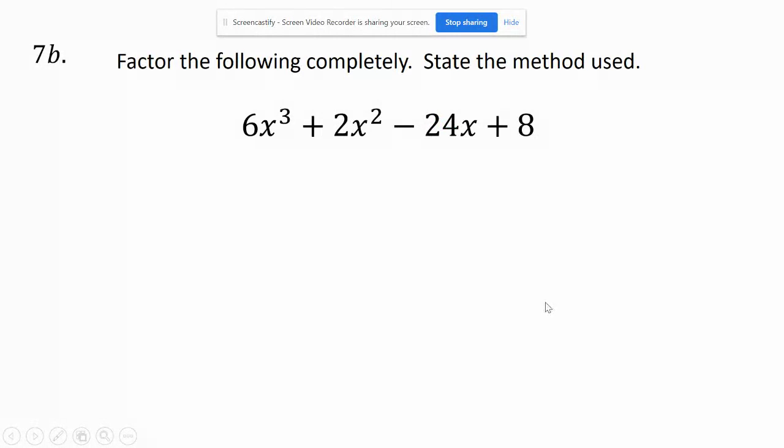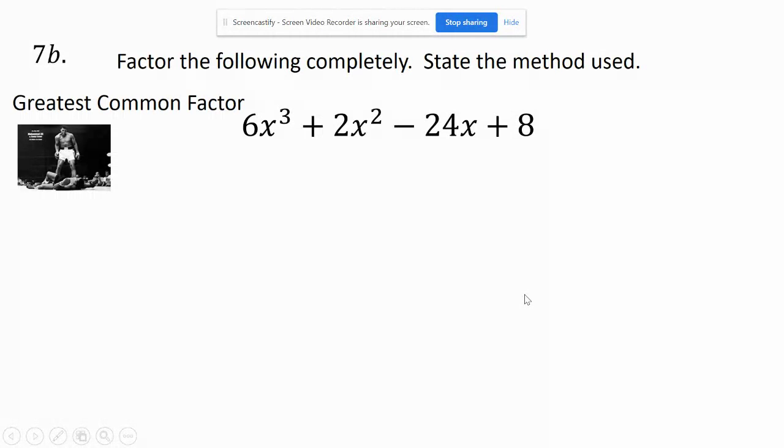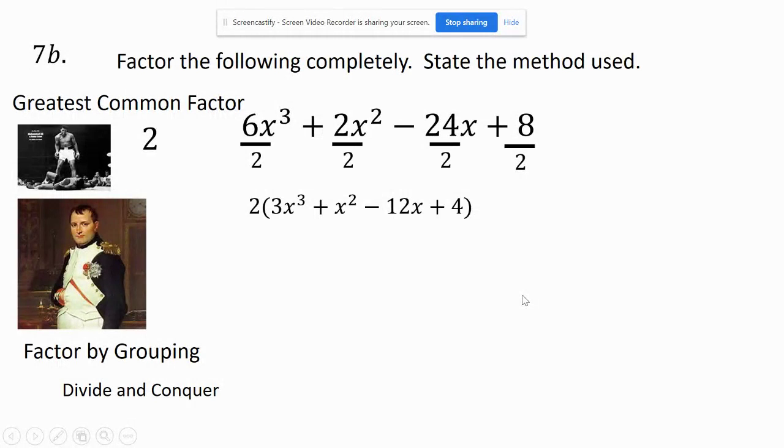Oh, this one's got 4 terms. Is there anything common? Why, yes, there is. There's a 2 that's common. There's no variable number in front. So I'm going to divide all these by 2. And after I divide them all by 2, I can see this here. I have 4 terms that I can factor by grouping. So I'm going to draw my line like I do right there. Only deal with this half right here. Now ignore this 2 also.